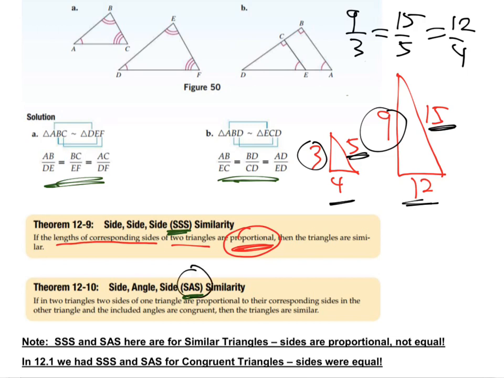And then down here, side angle side, that's the same kind of thing. It's like the other side angle side, but this one's for similarity. And again, we're talking about sides being proportional, not equal. We'll see it in the homework problems as we go.